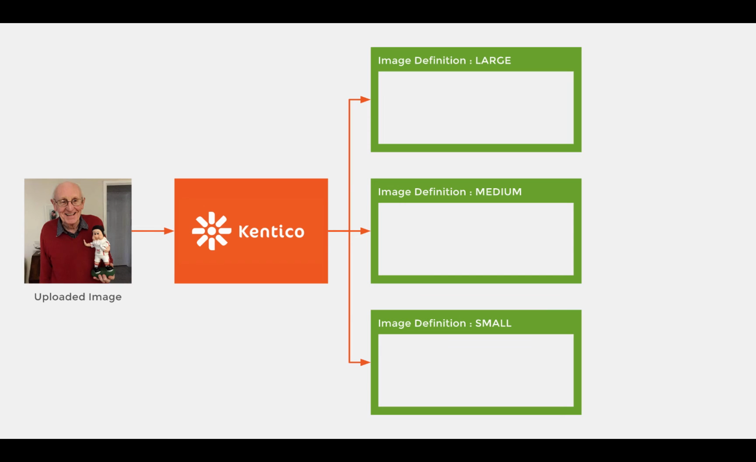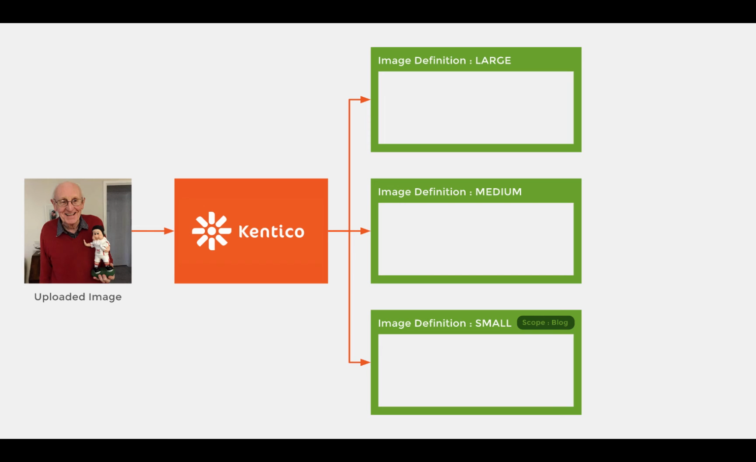Another handy bit of logic that you can add into image definitions are scoping rules for when that particular definition should apply. For example, we might say that creating a small image variant is only required within the blog section of our website.